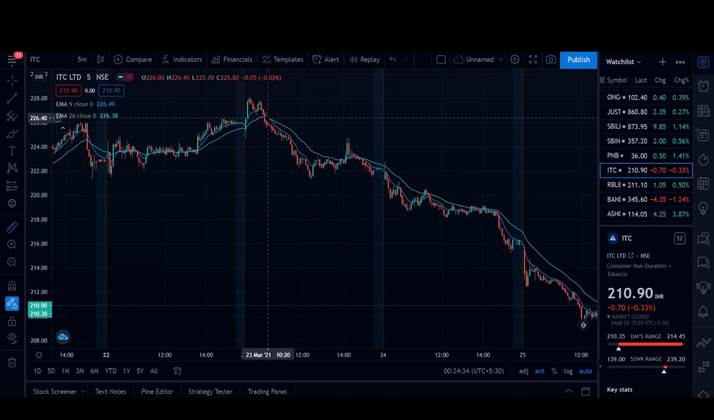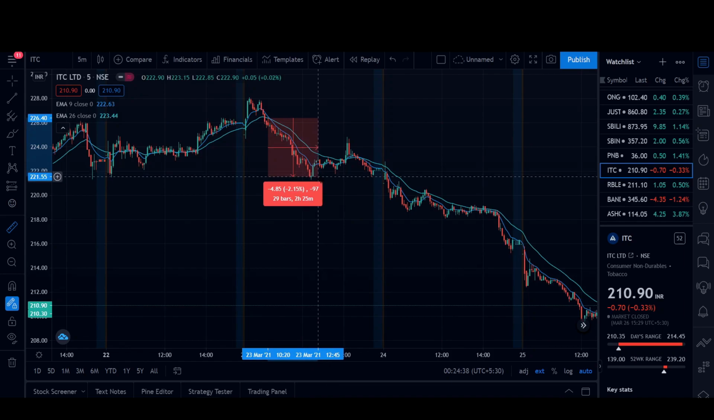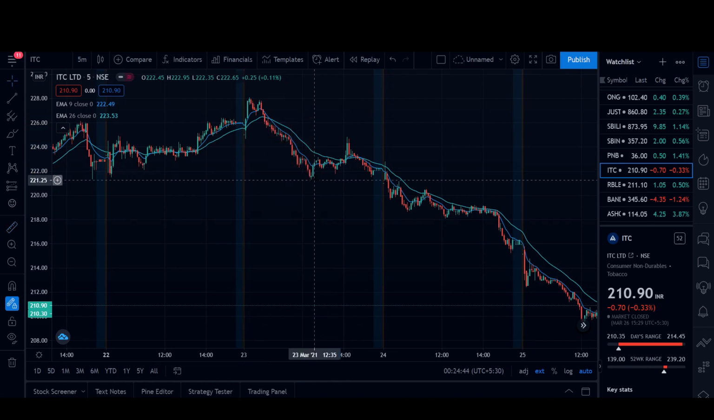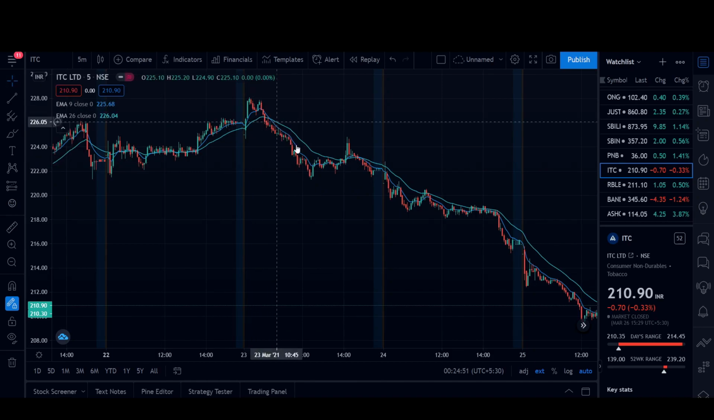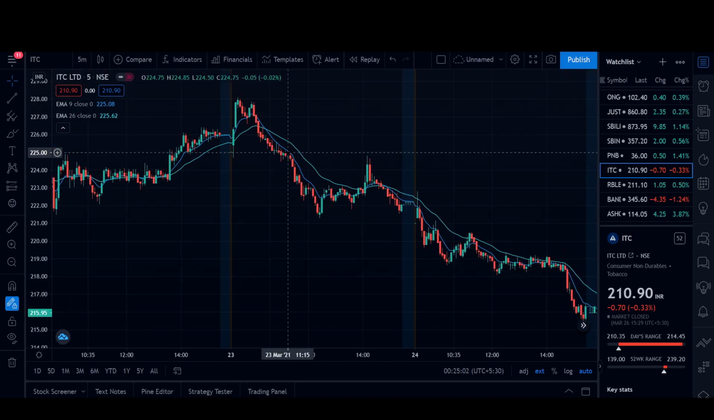From 10:10, you could have taken a good 2%. Let's say you would have probably bought it back here again, so it would give you a good 2%, and 2% in intraday with leverage is a very good profit. And also the 9 EMA is acting as a resistance right here, providing resistance to the stock.